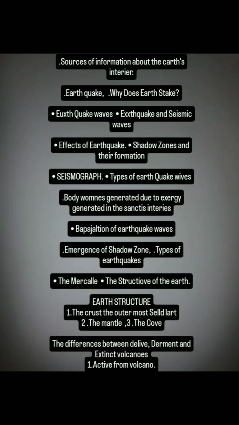Shadow zones and their formation. Meaning of shadow zone: when an earthquake takes place, there are places on the Earth's surface that do not record the seismic waves. There are some zones where seismic waves do not reach during an earthquake. It is called a shadow zone. Shadow zones are formed due to two reasons.